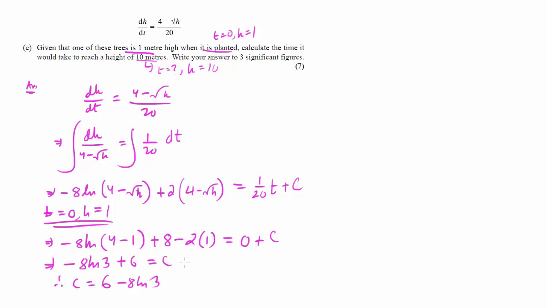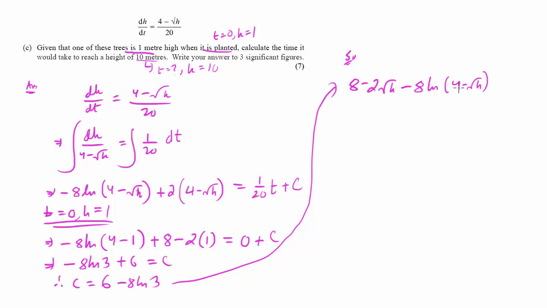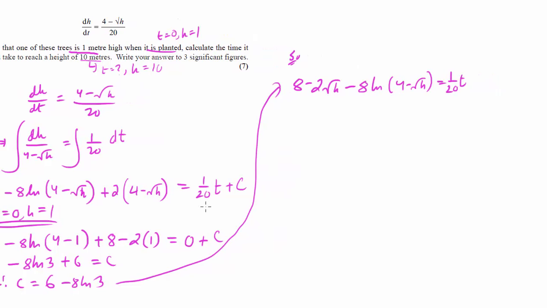Now if we plug it in over here, we have 4 to the 8 minus 2 into square root of h, minus 8 ln of 4 minus square root of h, and we have 1 by 20 t on the other side, plus the value of c is 6 minus 8 ln 3. So plus 6 minus 8 ln 3, that's what we have.